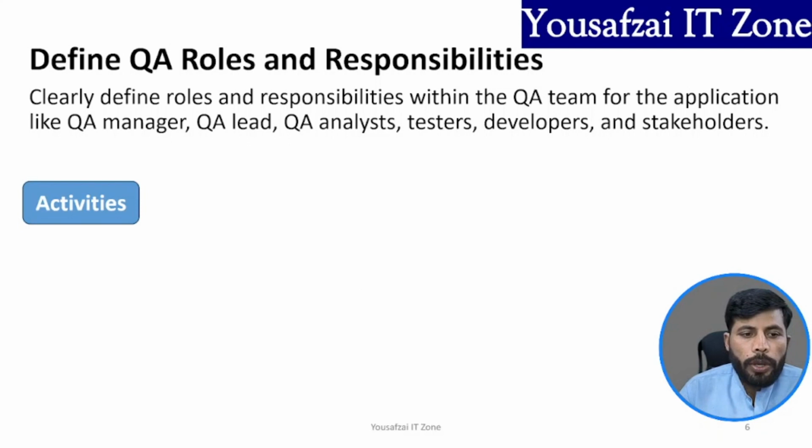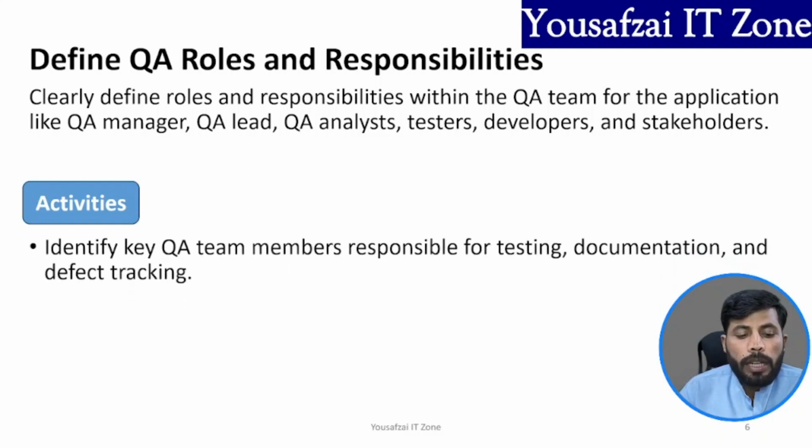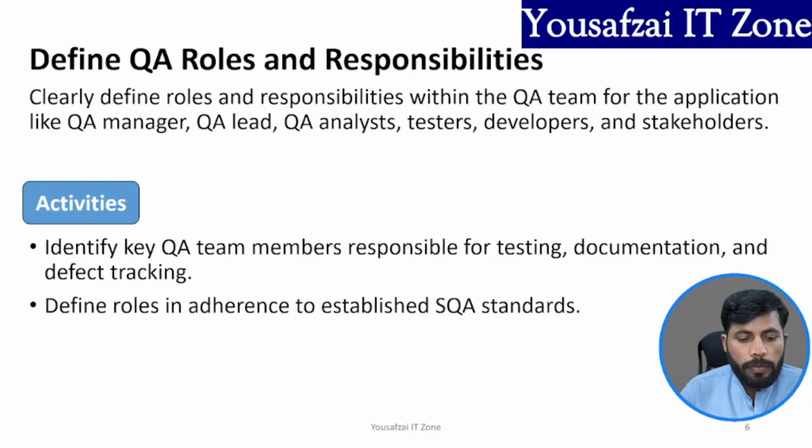In the second section, we define QA roles and responsibilities. We clearly define roles and responsibilities within the quality assurance team for the application, like QA manager, QA lead, QA analyst, tester, developer, and stakeholder. This assignment should be based on the skill set that one is holding. There are different activities involved, like identifying the key QA team members responsible for testing, documentation, and defect tracking. Define roles in adherence to established SQA standards.